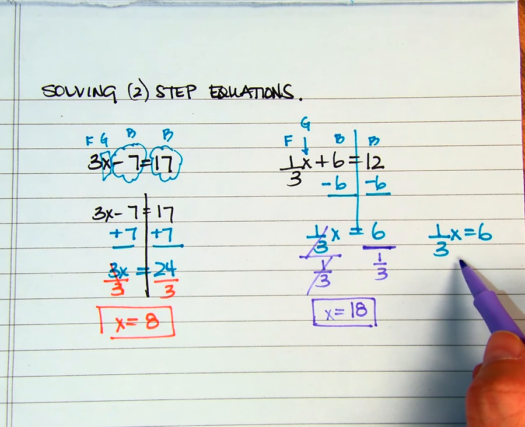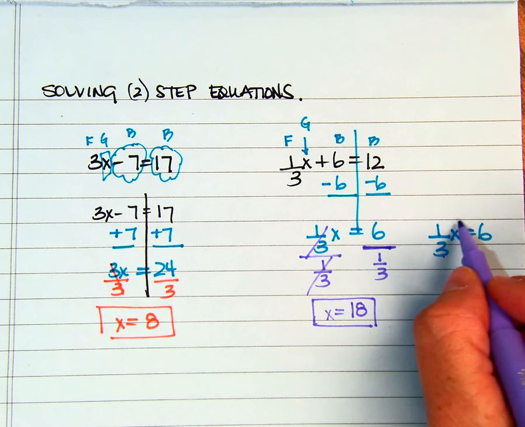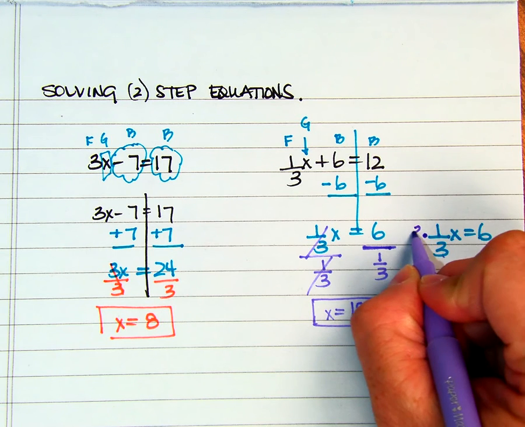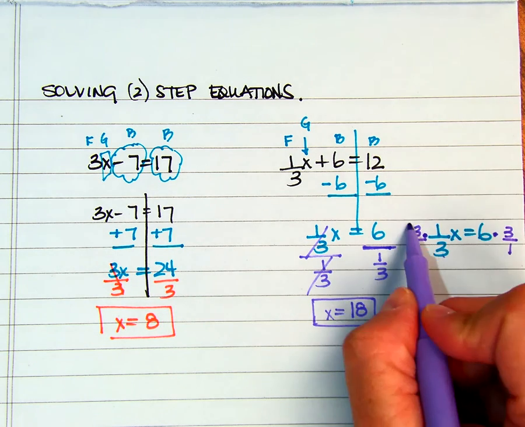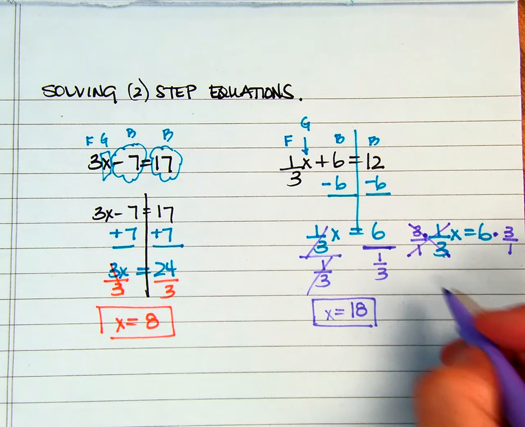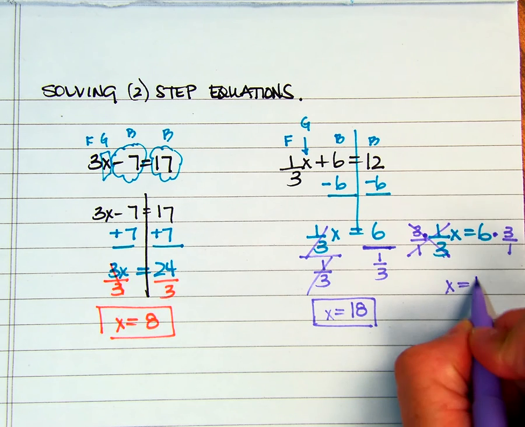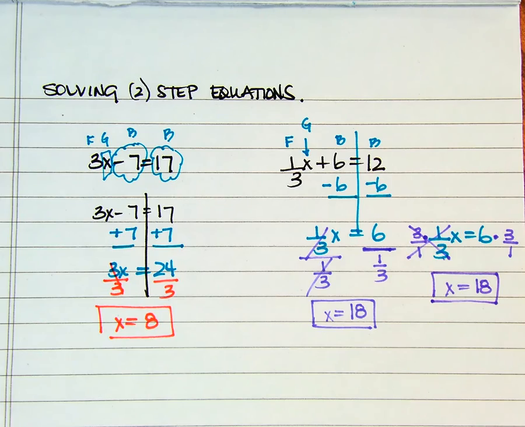Another thing you could do is to multiply by the reciprocal. So if I am multiplying by 1/3, I could also multiply by the reciprocal of 3/1. 3's cancel, 1's cancel, gives you that 1. So x equals whatever 6 times 3 is. And you get 18.